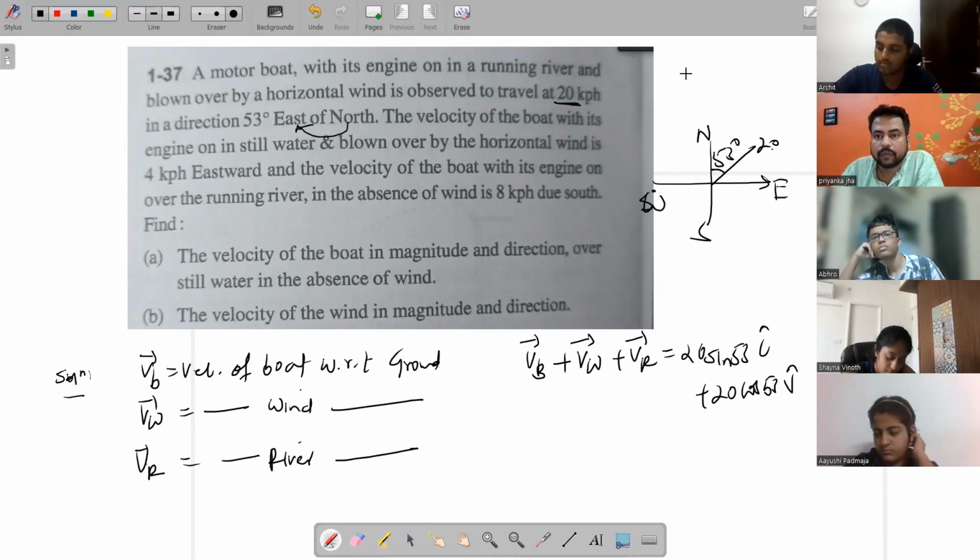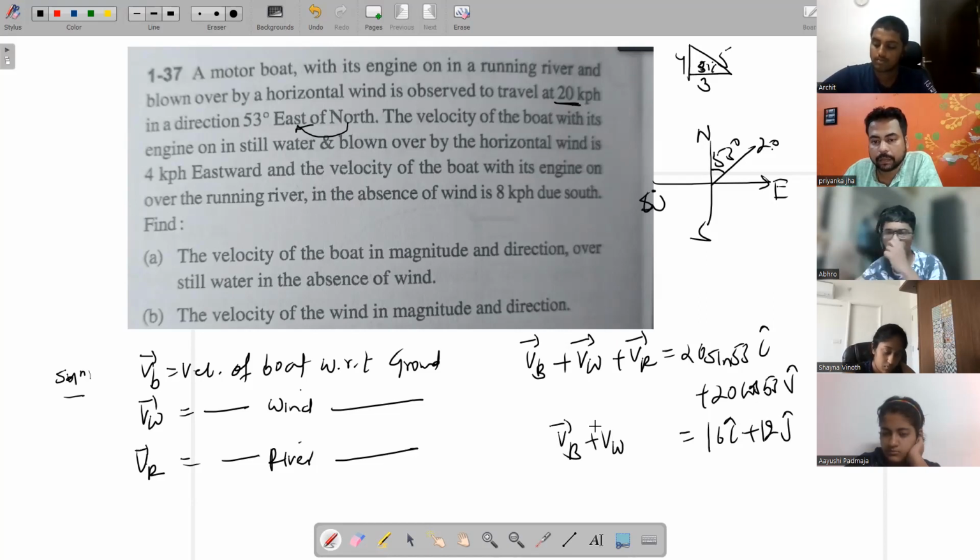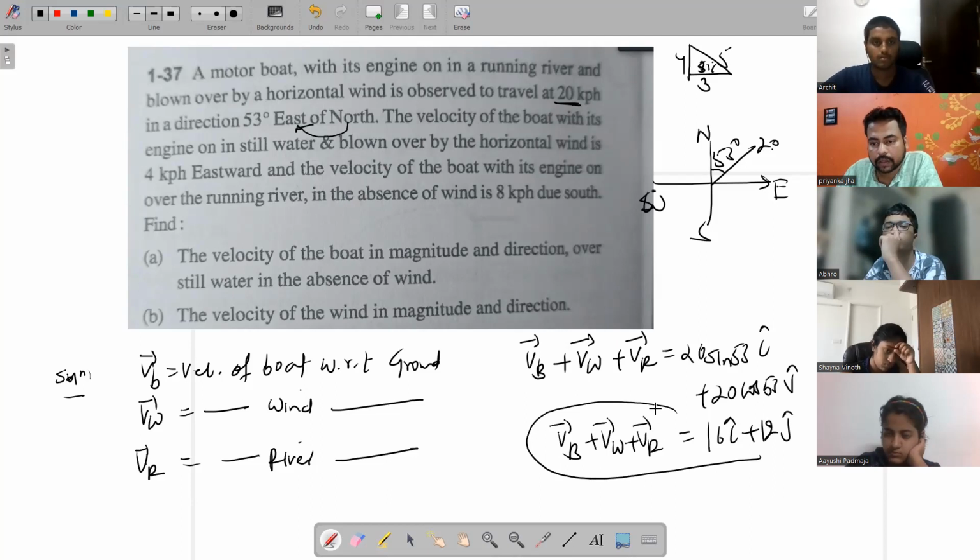Now we can see that this angle is 53 degrees, this side is 4, this is 3, this is 5. We know that sine 53 is 4 by 5. So 20 into 4 by 5 is 16i, and cos 53 is 3 by 5, that is 12j. So this is the first equation: VB plus VW plus VR. This is your first equation.